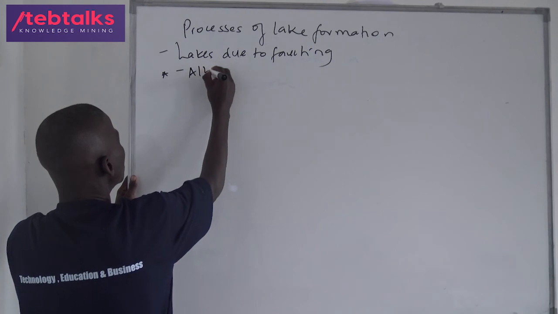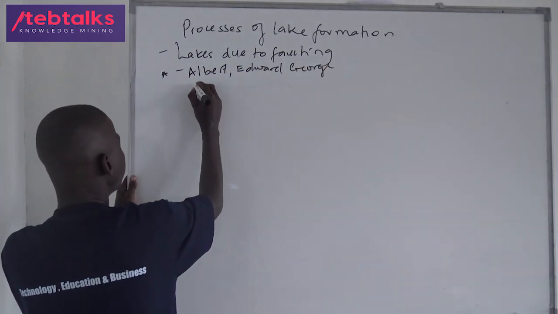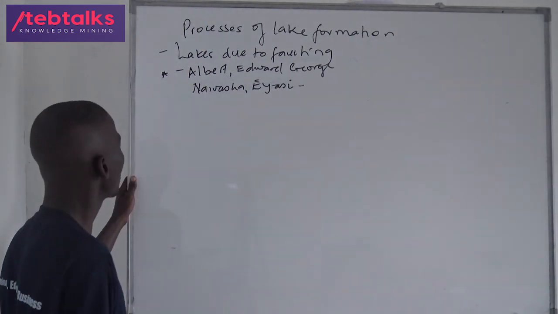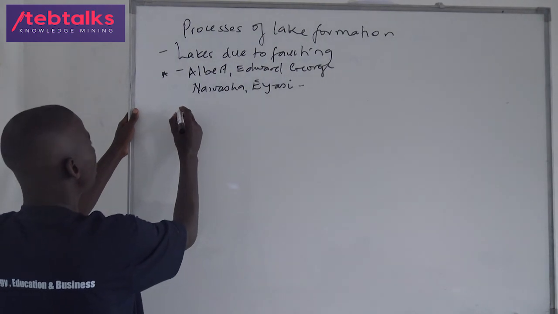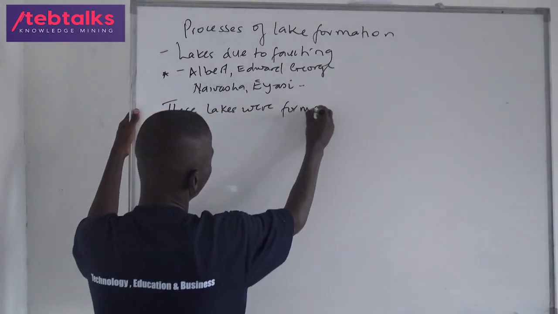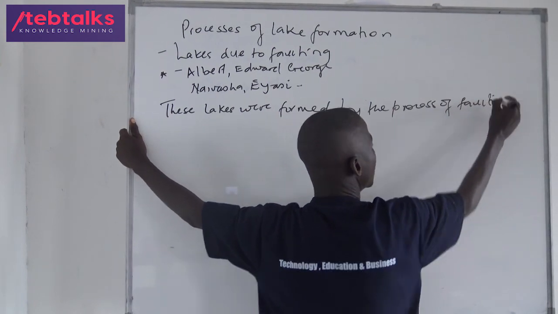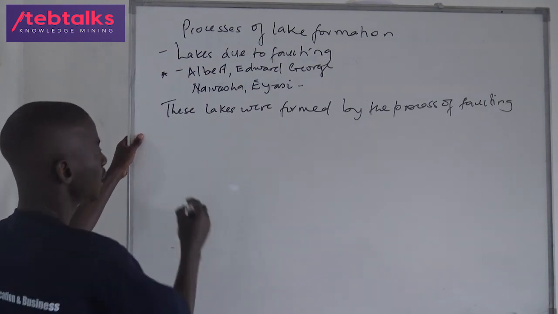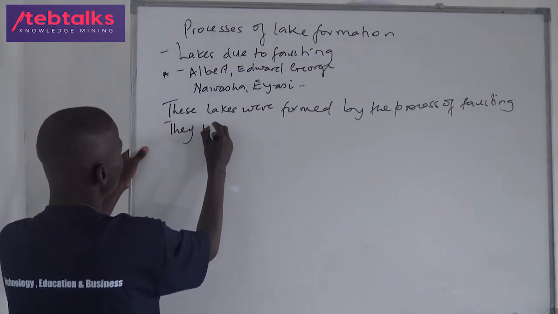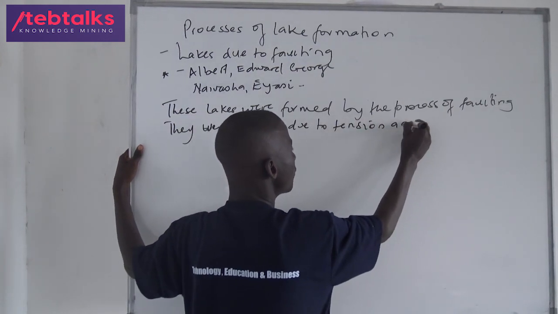They include lakes Albert, Edward, George, Naivasha, Eyasi, and so many more others. How were they formed? So these lakes were formed by the process of faulting, and in most cases we call them fault lakes. They are formed due to tension and compression forces.